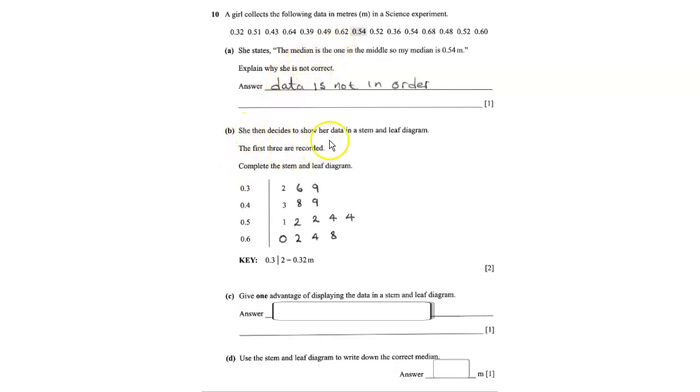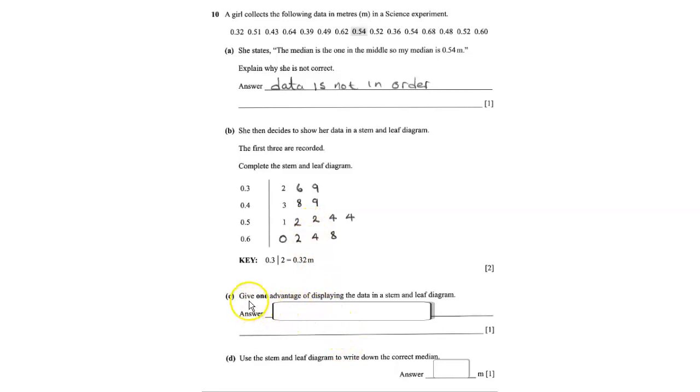So she then decides to show her data in a stem and leaf diagram. The first three are recorded. So 0.32, 0.43, 0.51 is recorded. Complete the stem and leaf diagram. So this is where it comes ordered, because it's in ascending order. So 0.32, 0.36, 0.39, 0.43, 0.48 and 0.49, and so on. So all of these are in order. And you have your key to tell you what they actually mean.